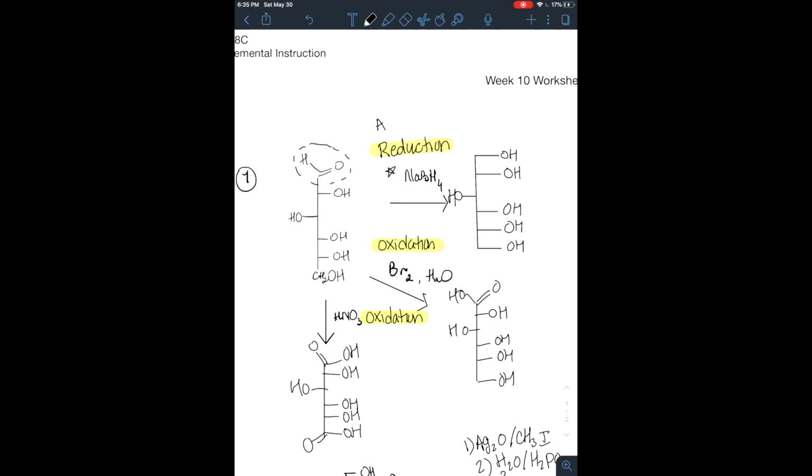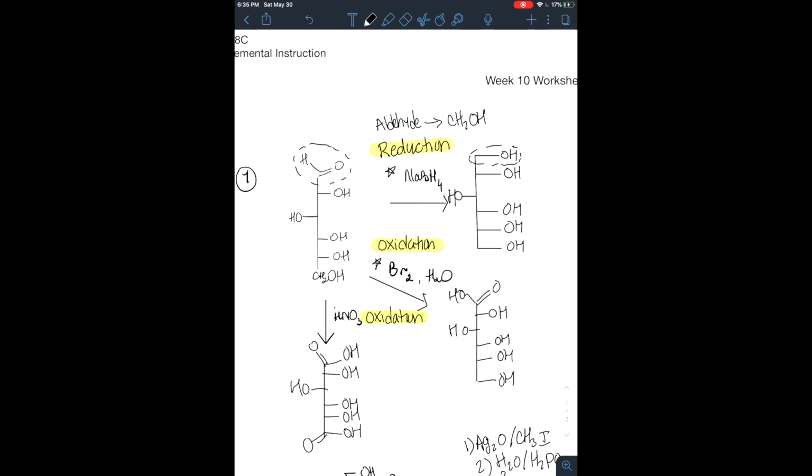So we have aldehyde forming CH2OH, which is this one right here. And that's it. Nothing else gets touched. So for this next one, the Br2 H2O, this is an oxidation. And so is the HNO3.